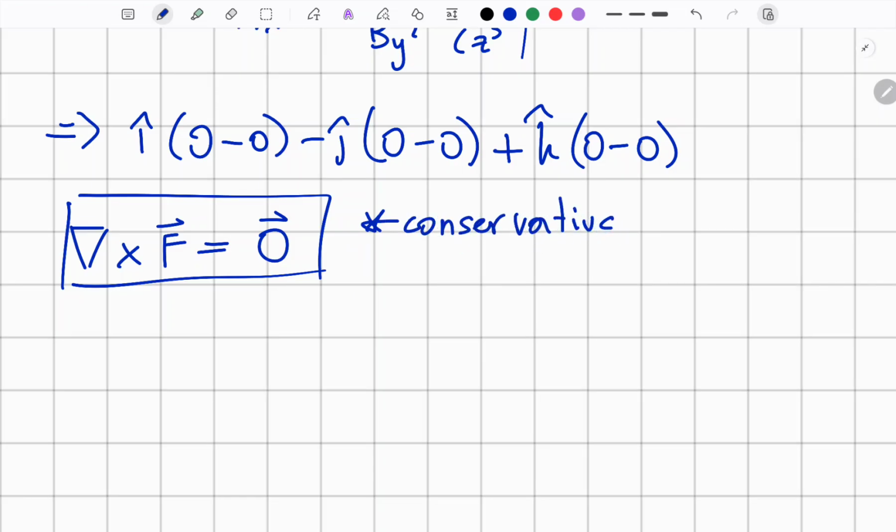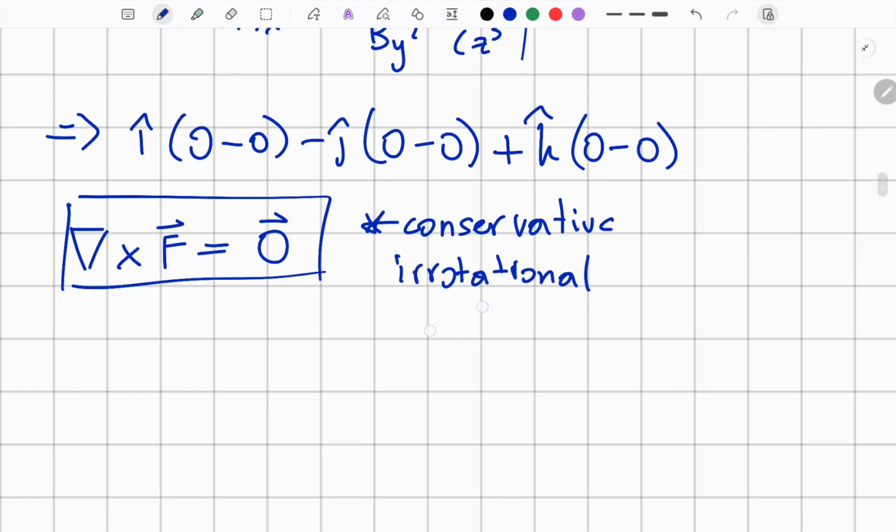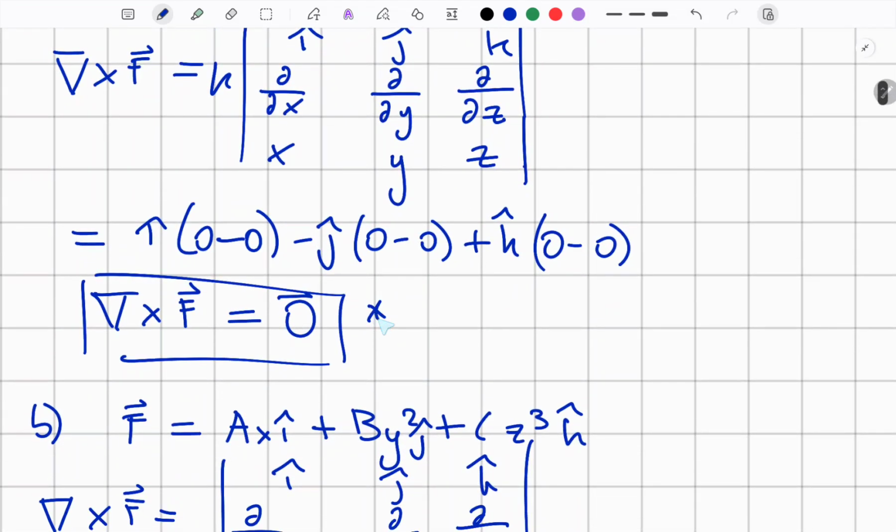Conservative, irrotational. And I'm going to add that up here too. Conservative and irrotational.